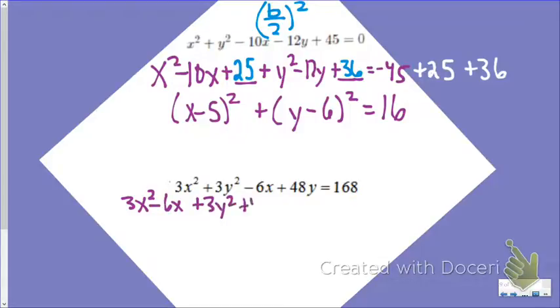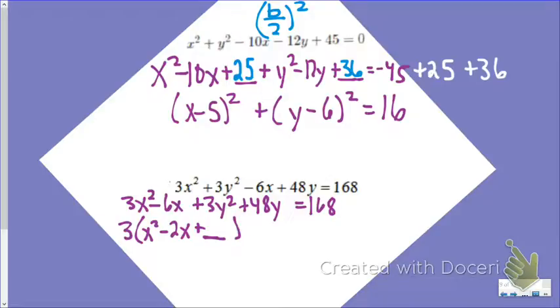Put my y's together. And what I'm going to do this time is go ahead and factor out that number in front of my x's. So the 3 is going to get factored out. So I'm left with x squared minus 2x now. And I'm still going to need to add something, so I'm still going to leave a blank there.